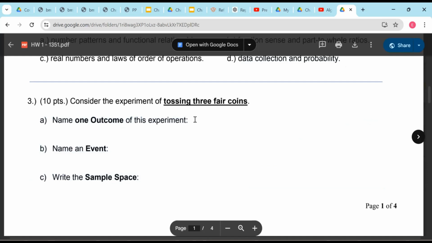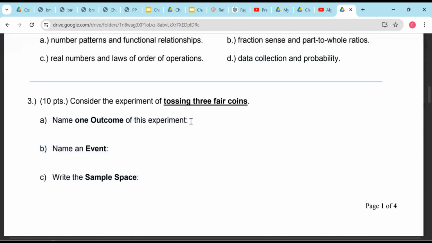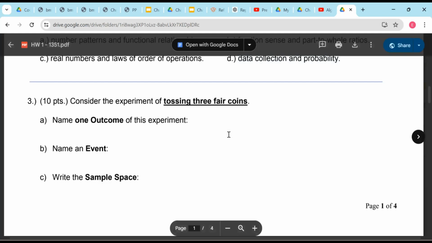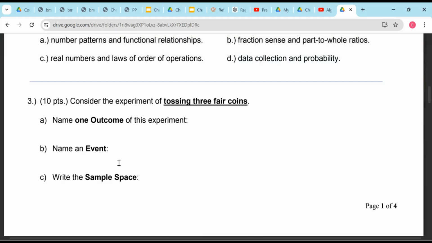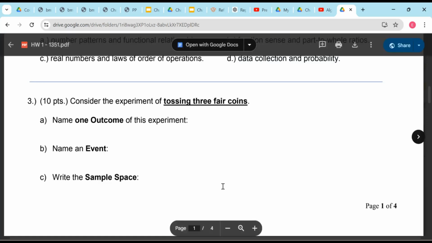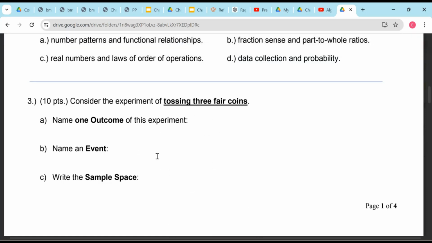You're going to have to tell me what is one outcome given this experiment. So not necessarily 3 coins, right? In the test, I can give you any other experiment, and then you need to write one outcome. You need to write an event. Outcomes and events are not the same thing. So for example, in chapter 9, you had a lot of activities that you play with a partner, right? To see if you win or lose.